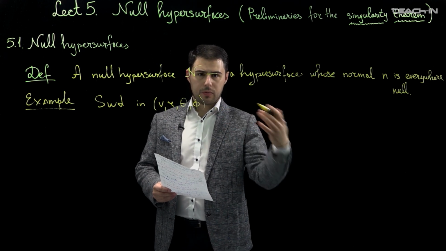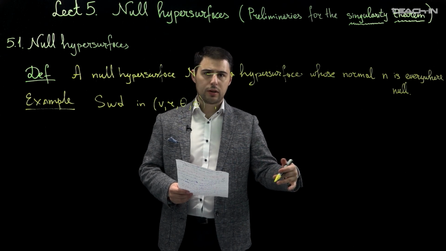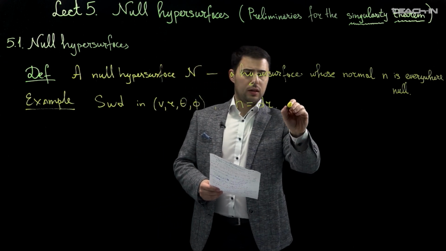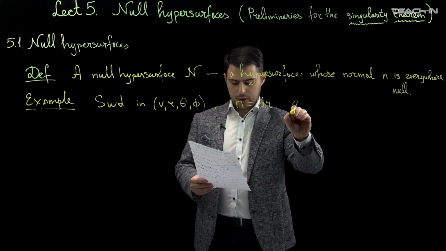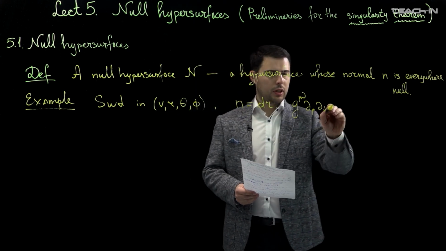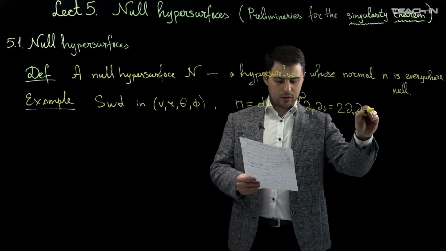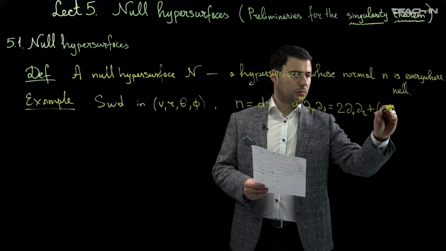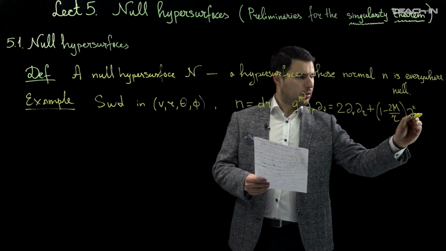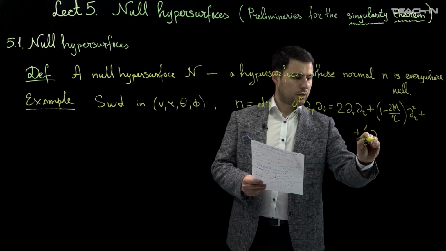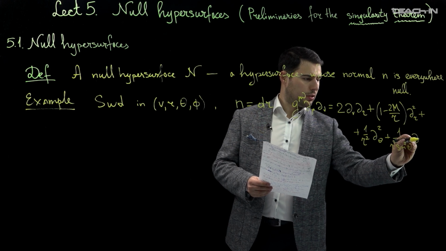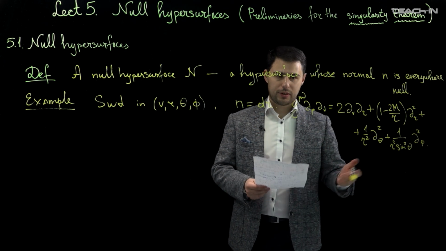The horizon is simply a surface of constant r, r equals 2M. So the normal is simply dr. Let us check that n squared is 0. The inverse metric, g to the mu nu, is given by 2 dv dr plus (1 minus 2M over r) dr squared plus 1 over r squared d theta squared plus 1 over r squared sine theta squared d phi squared. Well, checking this remains as an exercise.